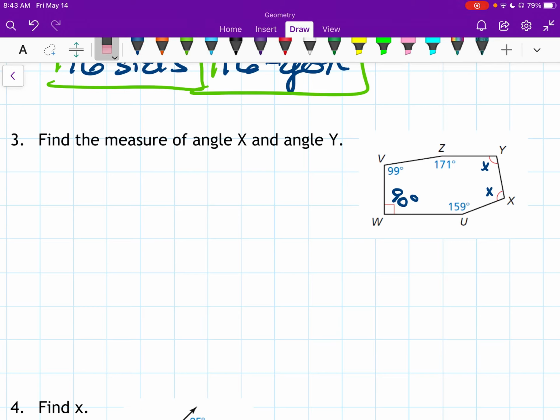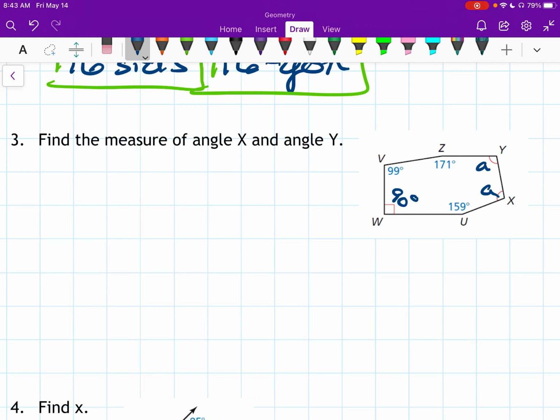You know what? I don't like x's. We'll do a different letter. We'll do like w. I'm doing w because, well, I don't like w either because I have an angle w. What's another letter? We'll do a there. There's nothing with an a there.